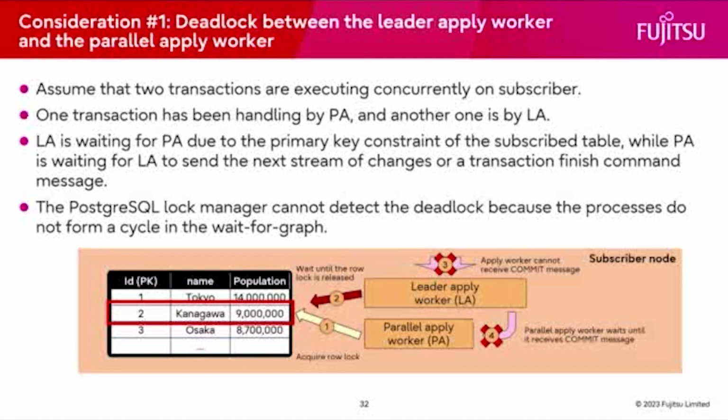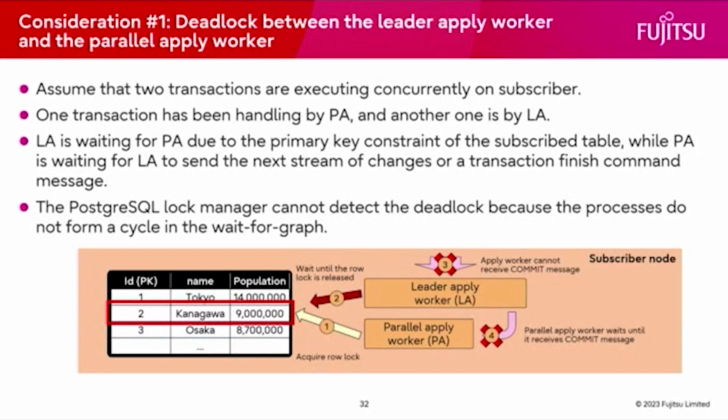On the publisher node, there are no constraints on the table, but on the subscriber, there is a primary key. The ID is added. Now, LA is waiting for PA due to the primary key constraint, while PA is waiting for LA to send the next stream of changes of the transaction.